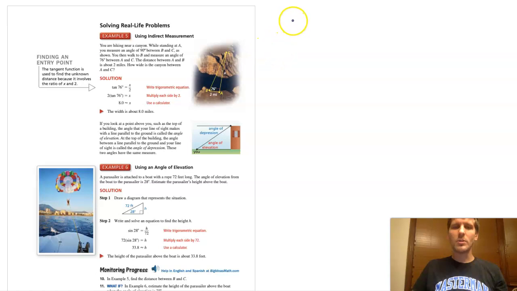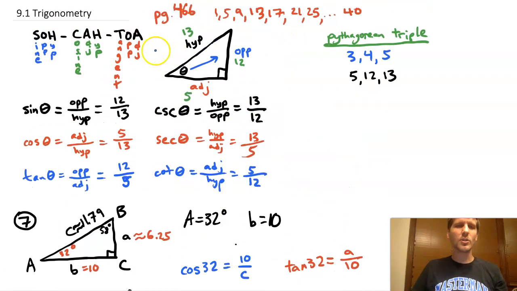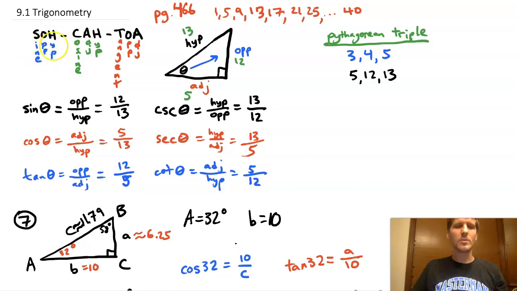Just to recap, we talked about yesterday SOH CAH TOA: sine is opposite over hypotenuse, cosine is adjacent over hypotenuse, tangent is opposite over adjacent. And actually, I believe somebody in my last period class had a suggestion. Well, this was sort of not intuitive for me, but the reciprocal of sine is not secant. The reciprocal of sine is cosecant, and the reciprocal of cosine is just secant.